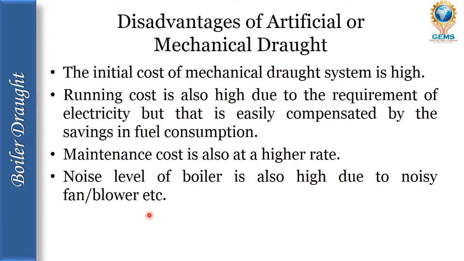And some of the disadvantages of artificial or mechanical draft. The initial cost of a mechanical draft system is high. The running cost is also high due to the requirement of electricity, but that is easily compensated by the savings in fuel consumption. The maintenance cost is also higher. The noise level of the boiler is also high due to the noisy fan or blower, etc.